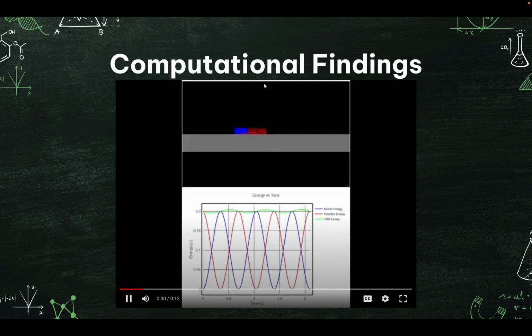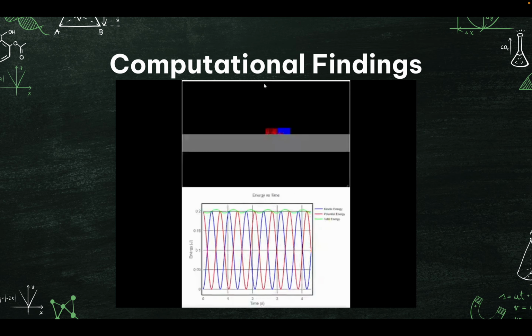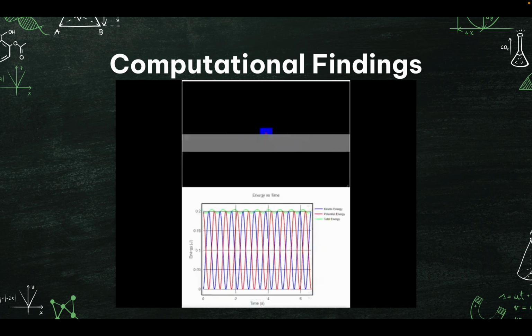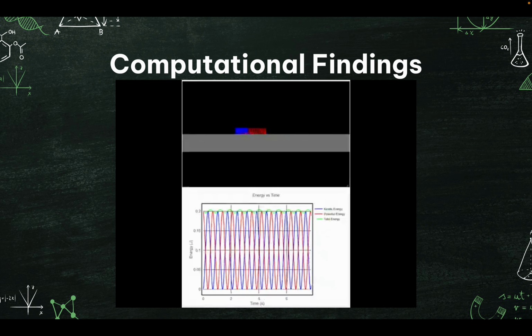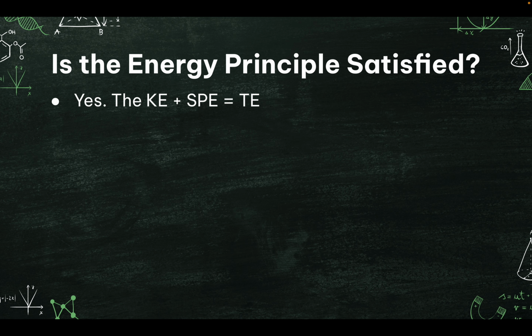Here is my first simulation. We will see that as the block is oscillating left and right, the kinetic and potential energy are adding up to the total energy here, and it's creating a nice symmetric graph. That just means that the energy principle is satisfied because the kinetic energy and the spring potential energy is equal to the total energy of the system.